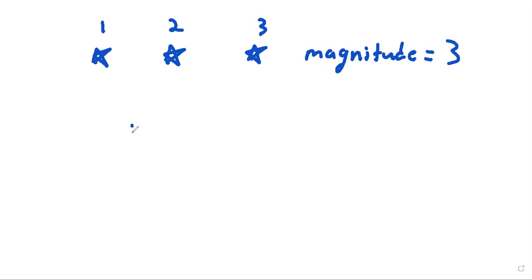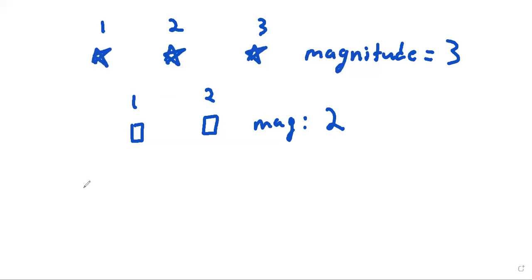Say I gave you 2 squares. 1, 2. This is a quantity over here. Now, what's the magnitude of this quantity? We can count 1, 2. So this quantity would have magnitude 2. Notice how these quantities have only a magnitude. They only have a number associated with them.